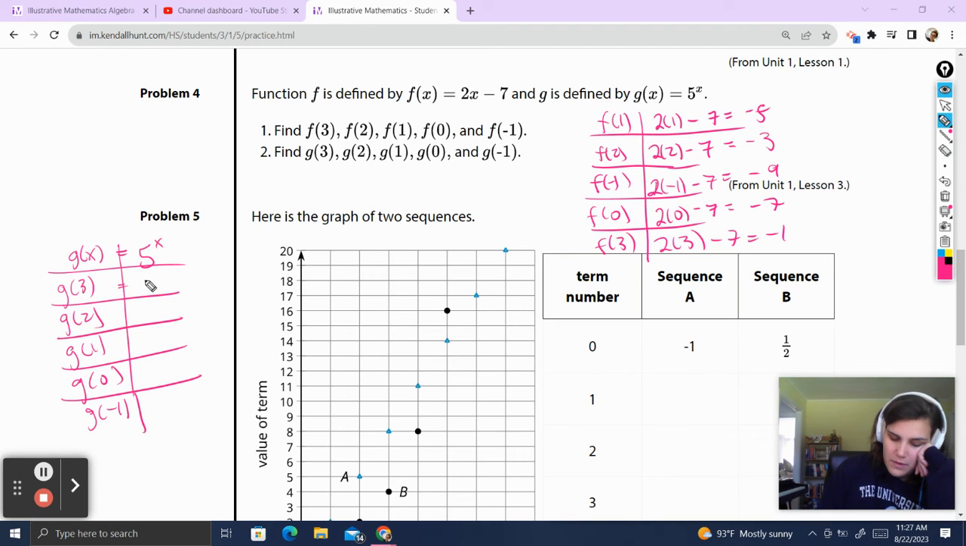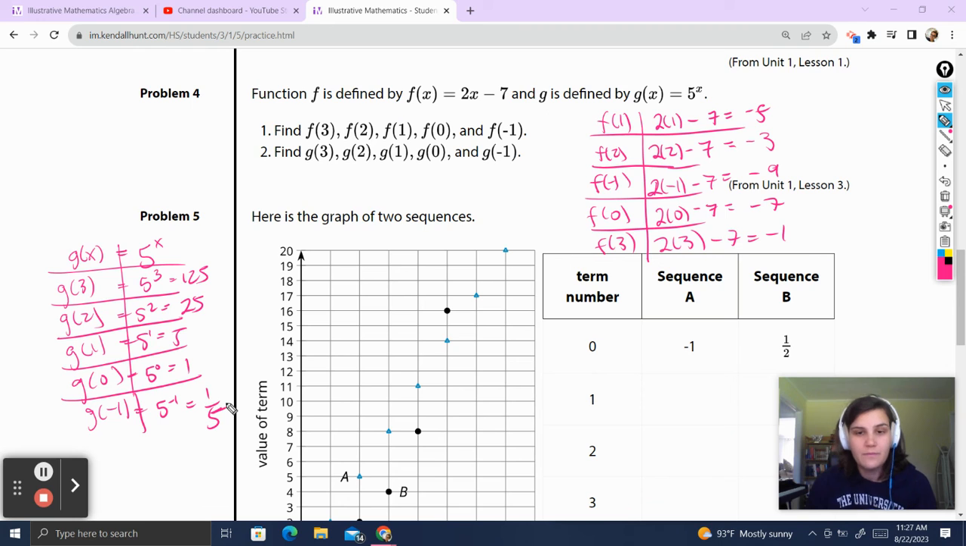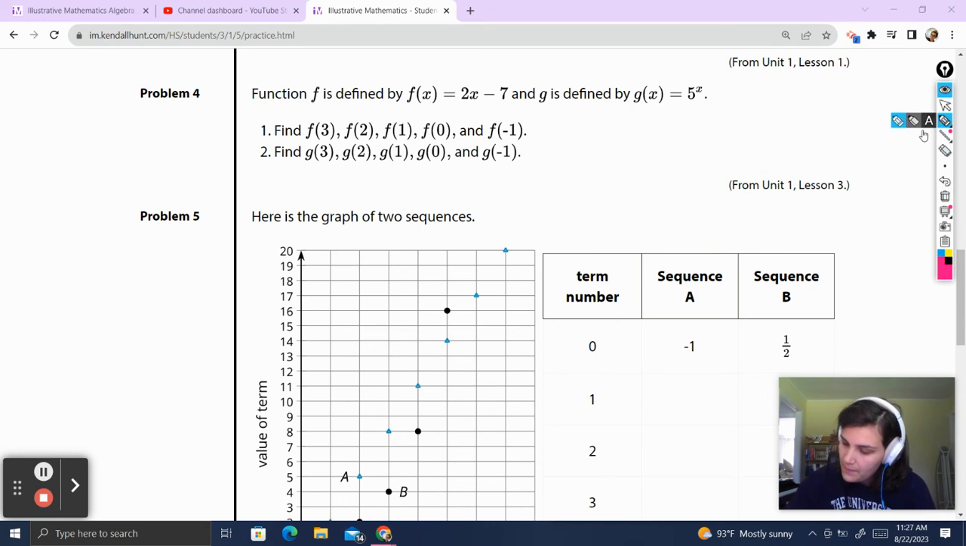So this is going to be 5 to the third. 5 times 5 is 25, times another 5 is 125. This is going to be 5 to the second, which is 25. This is going to be 5 to the first, which is 5. 5 to the 0, which is 1. And 5 to the negative first power, which you'll learn about later, is 1 over 5. And we're done. That was it. Let's go on to the next question.